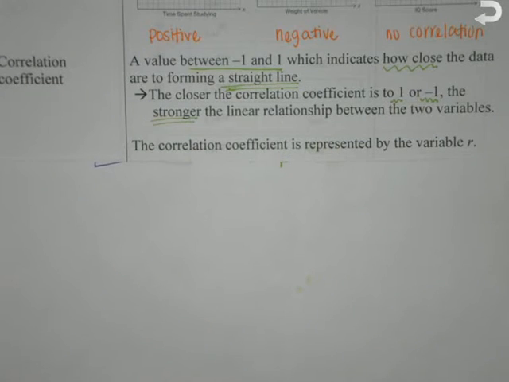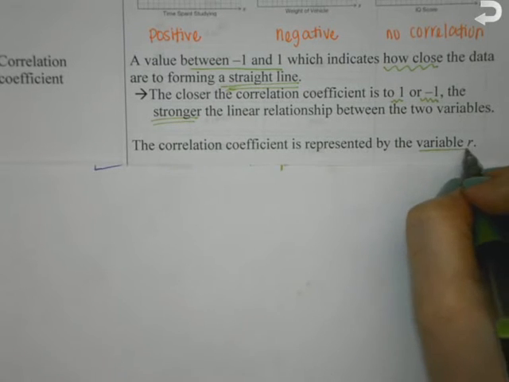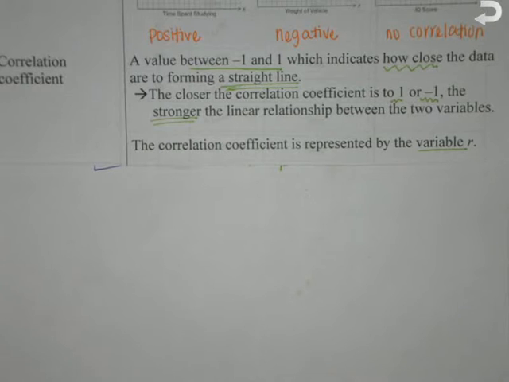The correlation coefficient is represented by the variable r. Don't ask me why it's r and not c. I don't know, but it's r, okay?